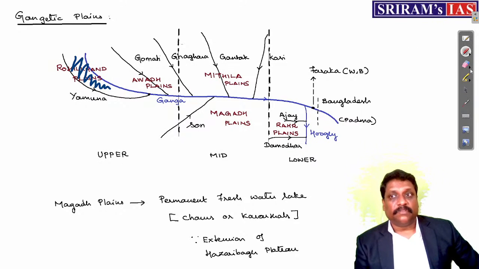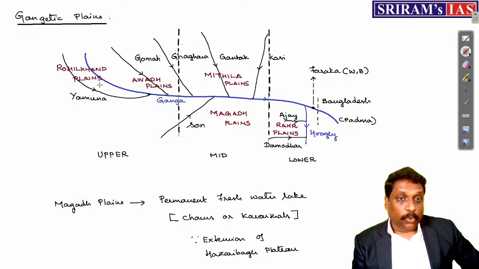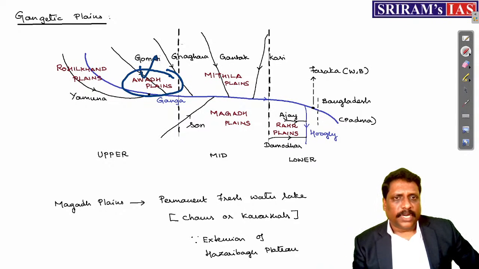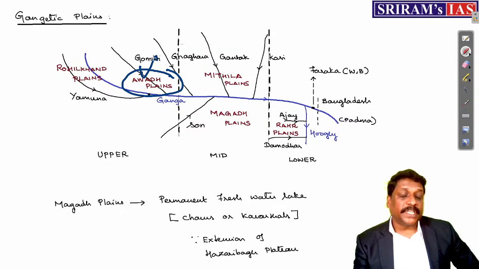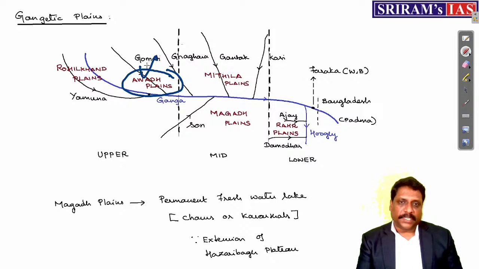Very, very fertile. Slightly elevated. At least you'll find that the Rohilkhand plains is elevated. On the eastern side, you have a larger plain, slightly less in fertility. You call it what? Awadh plains. See, I'm not saying Awadh is infertile. I'm saying Awadh is comparatively less in fertility.